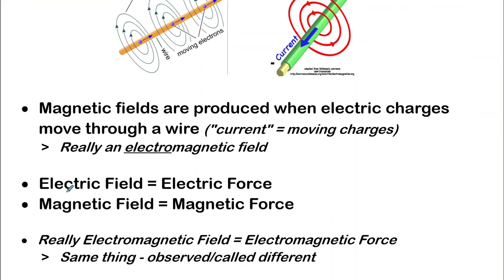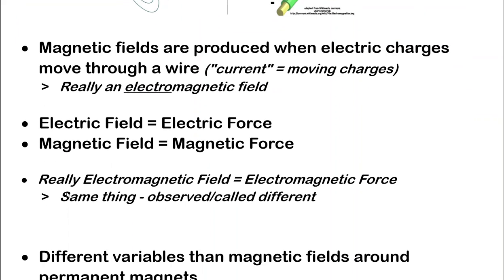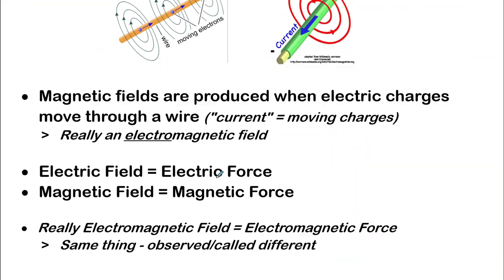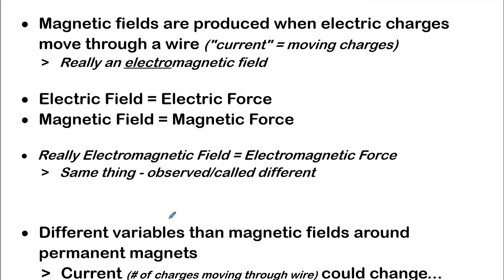And so what we call, when you have an electric field, it creates an electric force. A magnetic field creates a magnetic force. We say that, but in reality, these are electromagnetic fields interacting. Same thing, we just call them different.